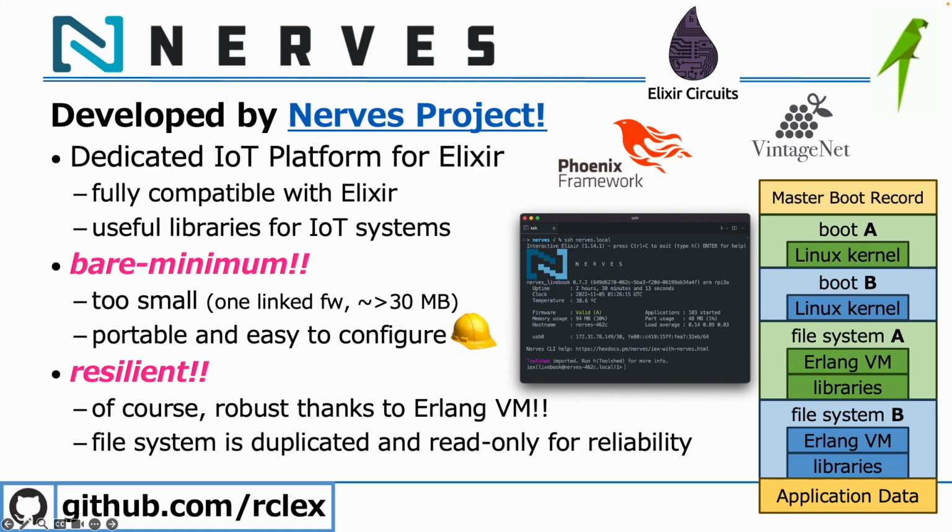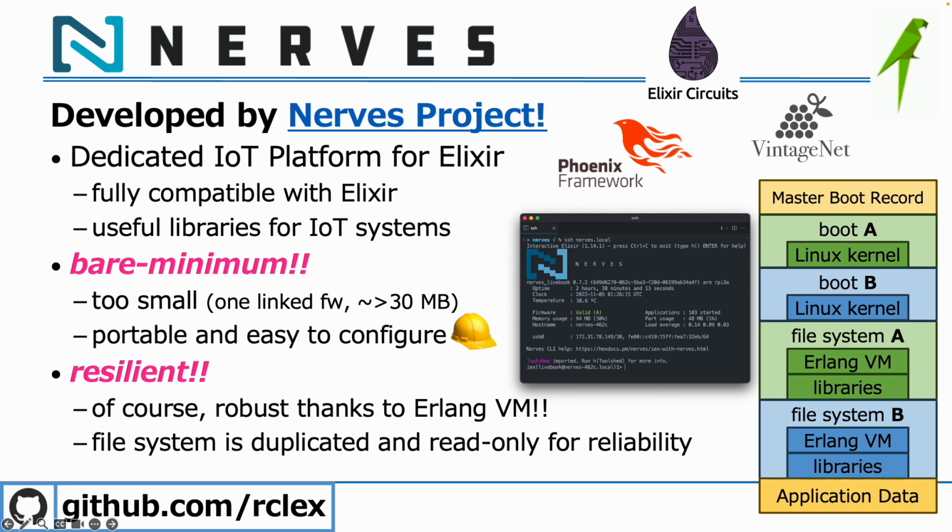Nerves offers fully compatible features with Elixir. And also, Nerves provides useful libraries suitable for IoT systems. There are two important points for the Nerves platform: bare minimum and resilient. Bare minimum means that the firmware of Nerves is very small, around 30 megabytes. The Nerves compiler links the embedded Linux kernel, libraries, and application code together as one firmware.